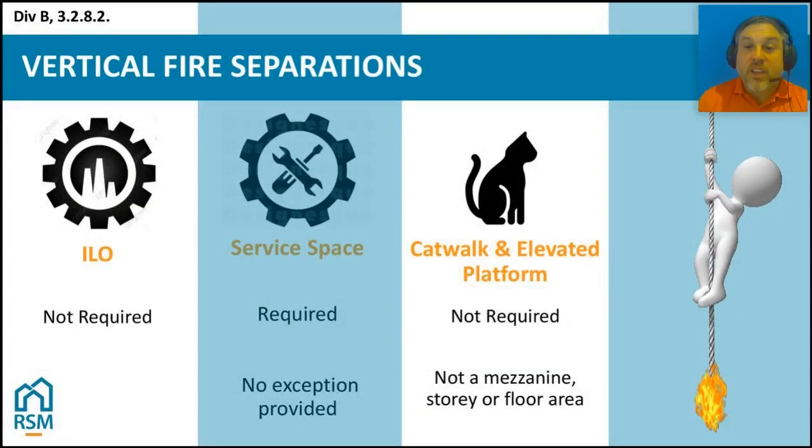When we're dealing with the industrial low occupant load, the industrial with a minimum 4 people in non-combustible buildings, then vertical fire separations are not permitted in those particular cases. And then if I move over to catwalks and elevated platforms, of course, they don't require it either. They're not considered a mezzanine.